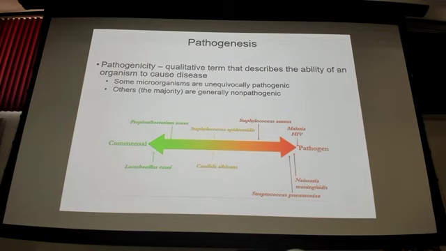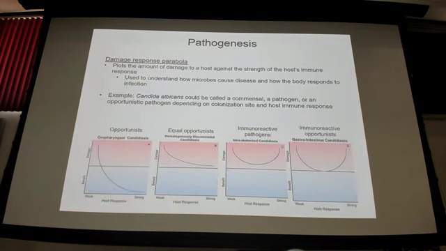So because of this kind of nuanced relationship, there's a helpful model that is sometimes used to deepen our appreciation for those nuances. It's called the damage response parabola. Basically, what it does is plot the host response on the x-axis, on the bottom there, against the severity of infection on the y-axis.